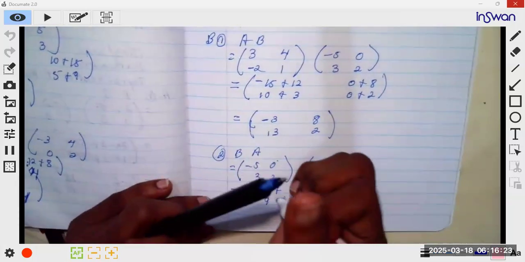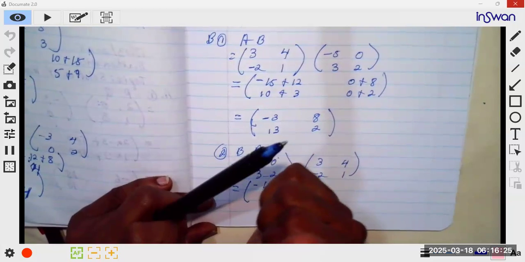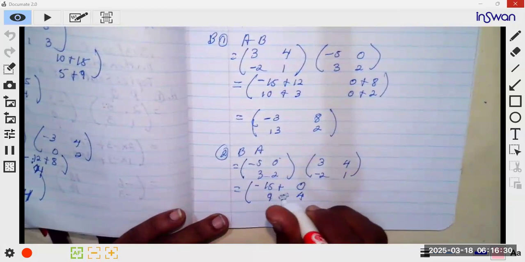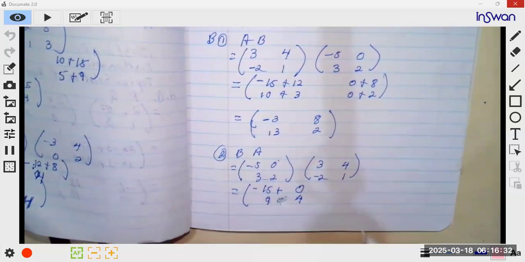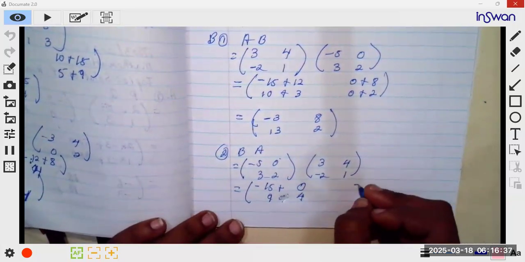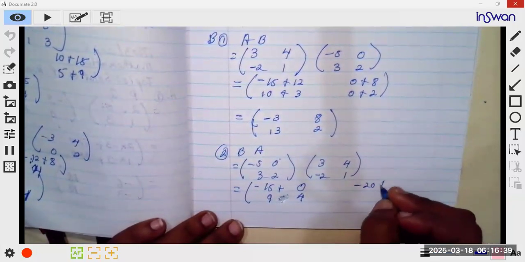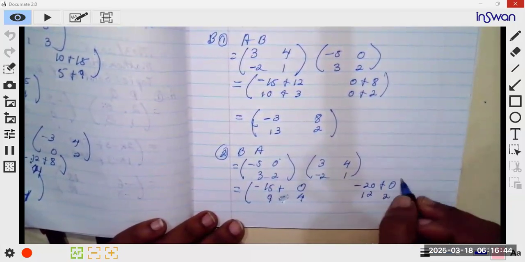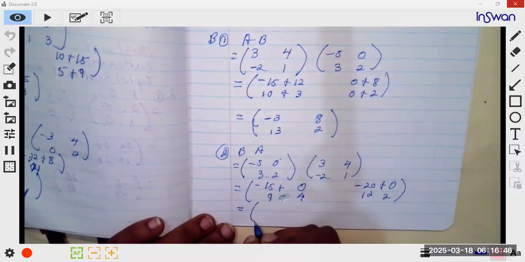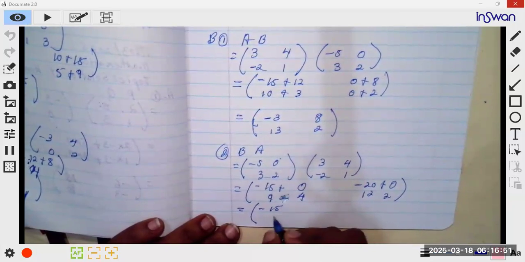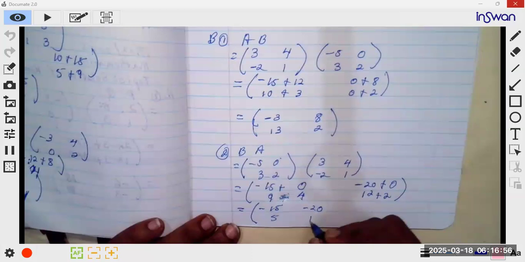Okay. So next part will be minus 5 times 4 is minus 20 plus 0 by 1 is 0. 3 fours are 12, 1 two is 2. So you get your final answer BA: minus 15, 9 minus 4 which is 5, minus 20, and 12 plus 2, which is 14.